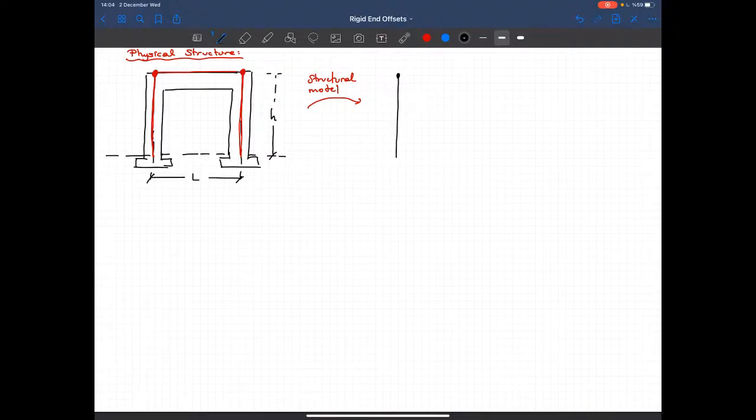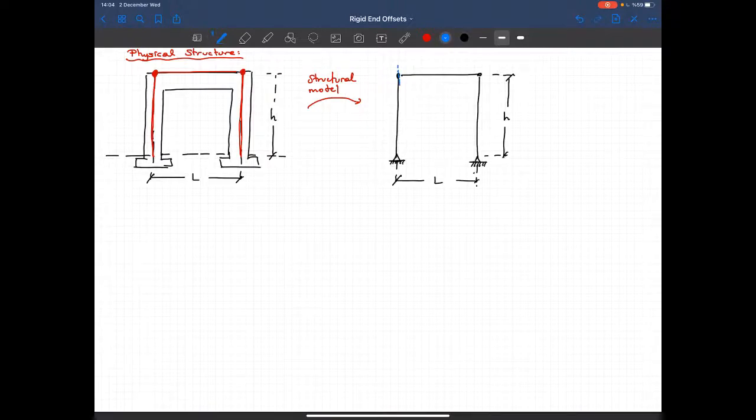So let's say that I model the foundations as pin supports. That's the beam. And this is my structural model, okay? The height of the columns is equal to h, and the length of the beam is L, okay? Now, this is usually the way we generate the model, but what we are actually modeling is this.